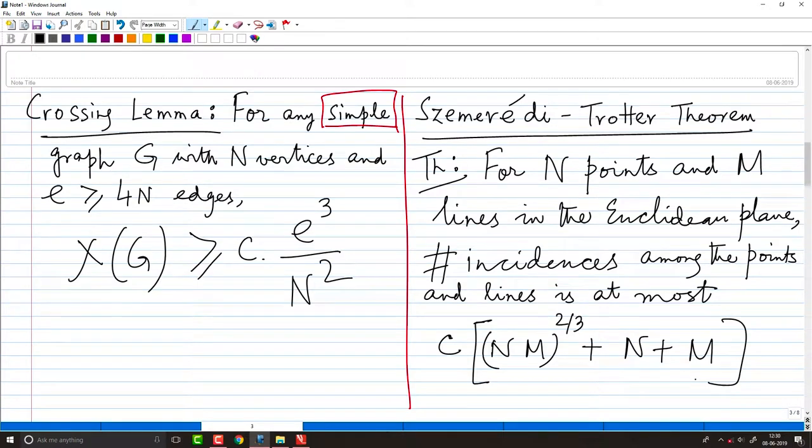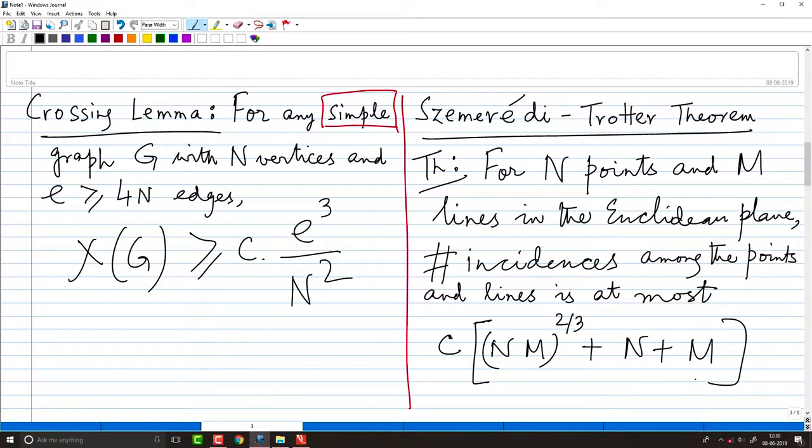So, this thing it did. How did it do this? To prove this theorem, he assumed, without loss of generality, that a line has at least one point on it, right? Otherwise, there is no incidence. So, for each point, first forget about the lines, think of the points as vertices of your graph, right?